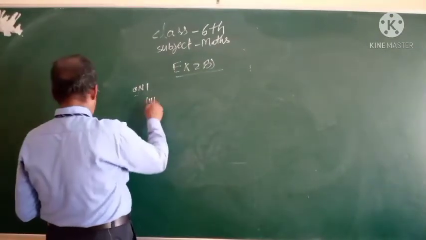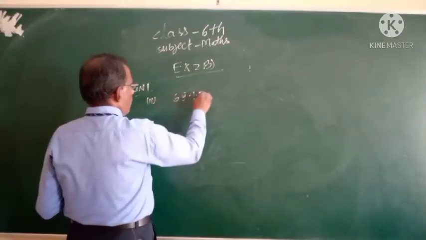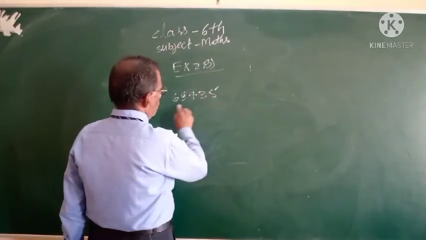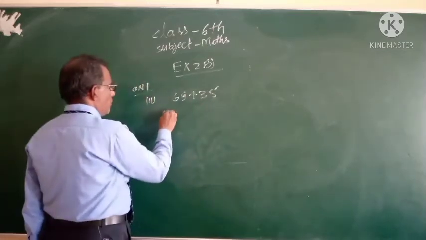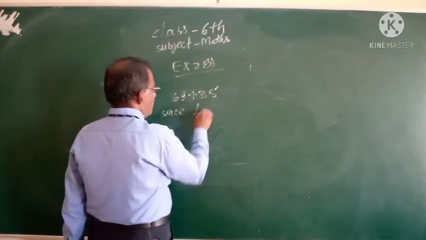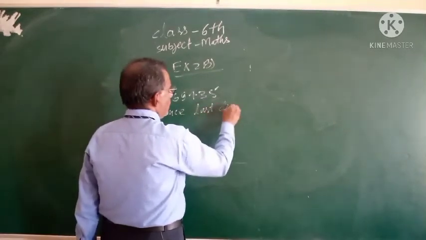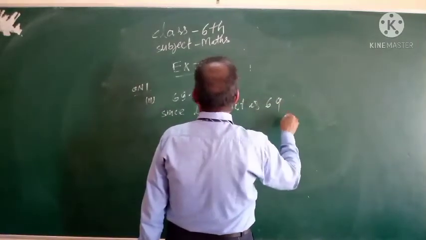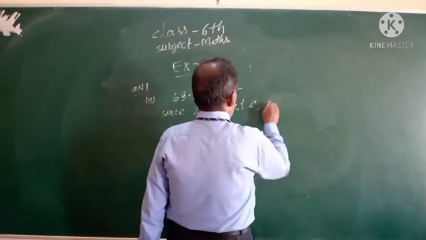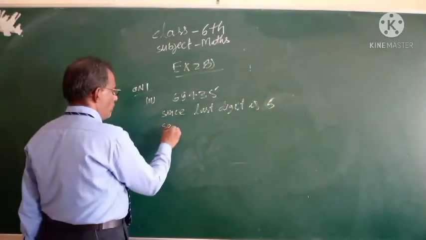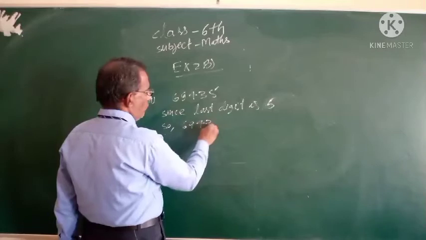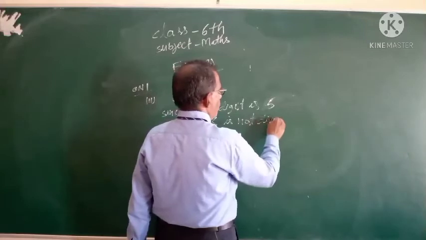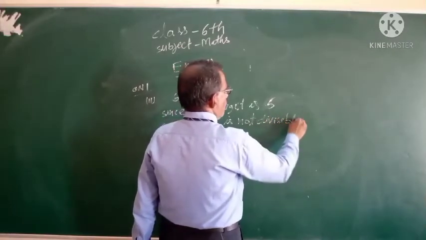Second question, 69435. Since the last digit is 5, an odd number, it is not divisible by 2. Since the last digit is 5, 69435 is not divisible by 2.